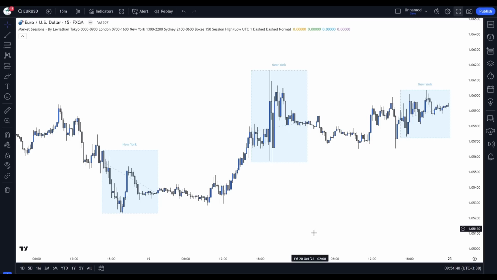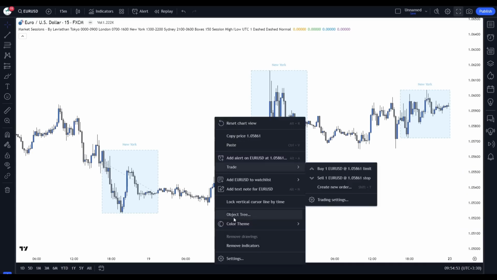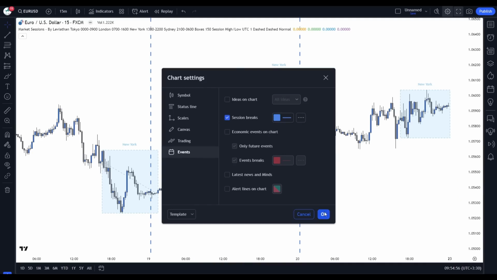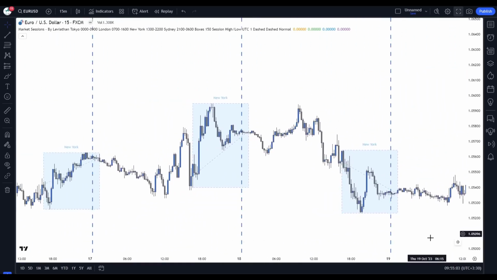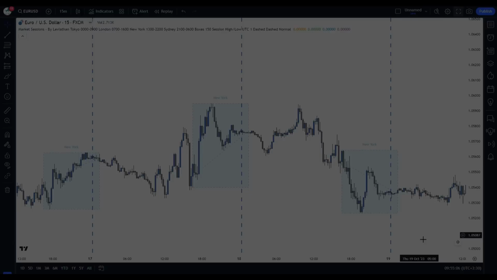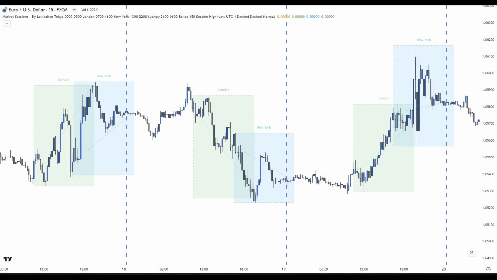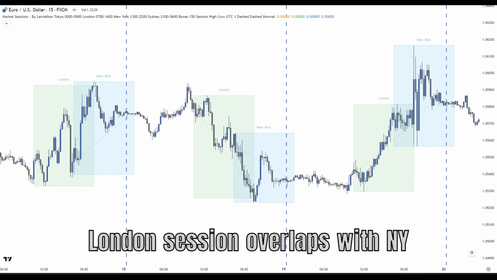We also need to enable our period separator on the TradingView platform. So right-click on the chart and click on the Settings. From the Events tab, select the Session Breaks. Then, the vertical lines dividing each day will pop up on the chart. Now, if you also add the London session to the chart, you will notice that the London session overlaps with the New York for a few hours.